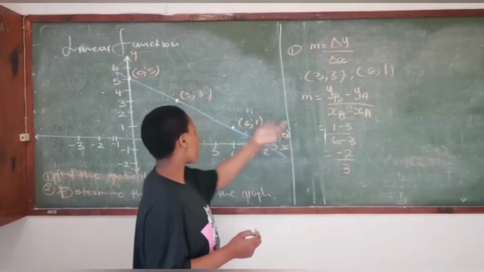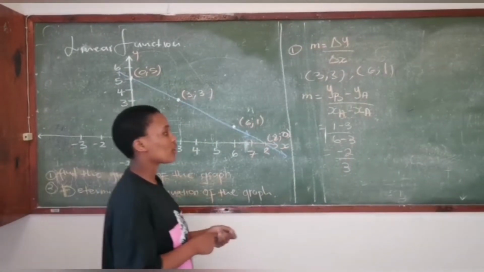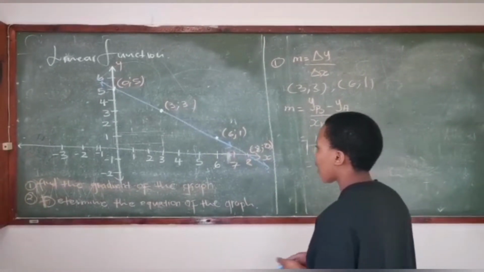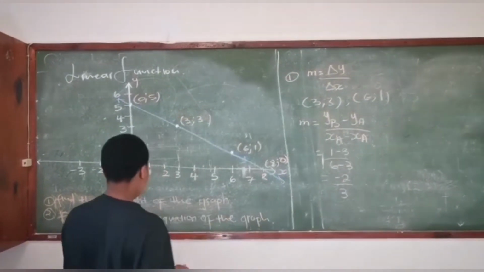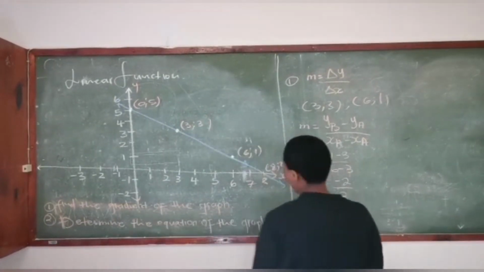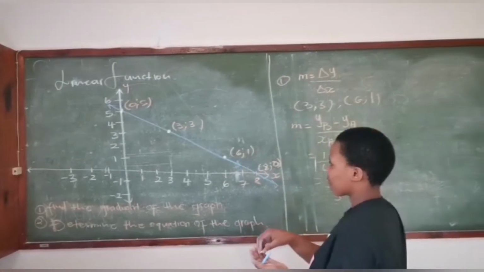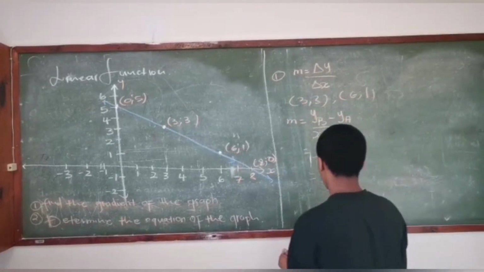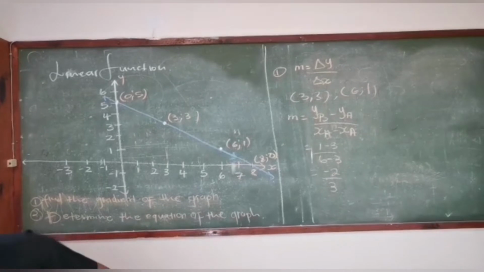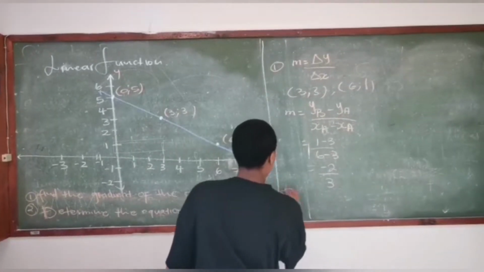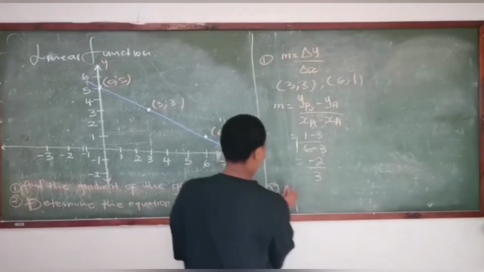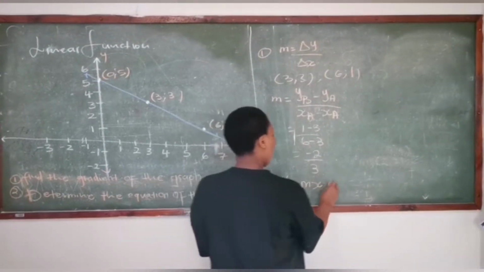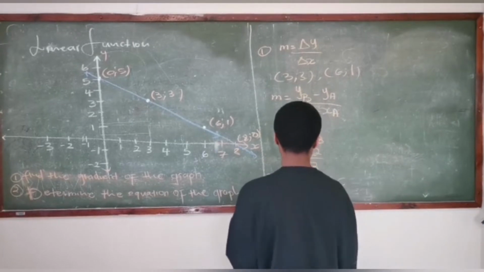It is negative because our graph is a decreasing one. It means our gradient is less than 0. So now the second question, it says we have to determine the equation of the graph. I think it's going to be easy because now we have our gradient. So we're going to write our equation, which is y is equal to mx plus c, right?